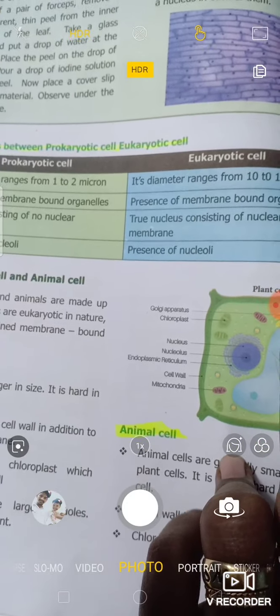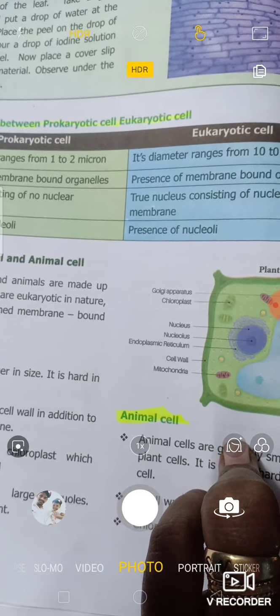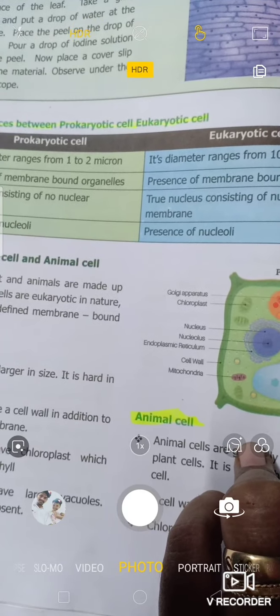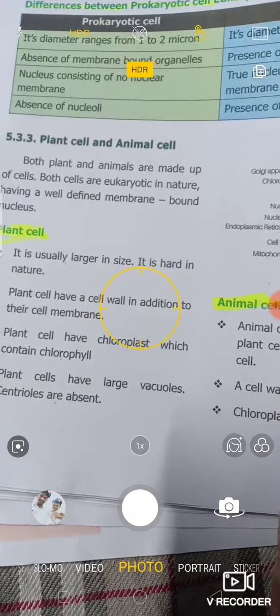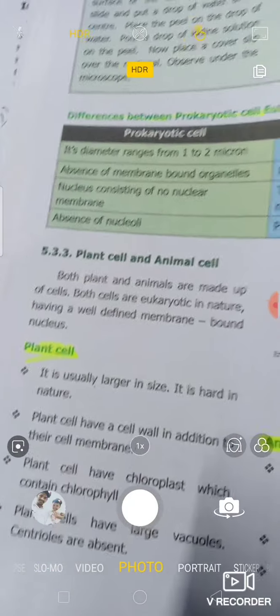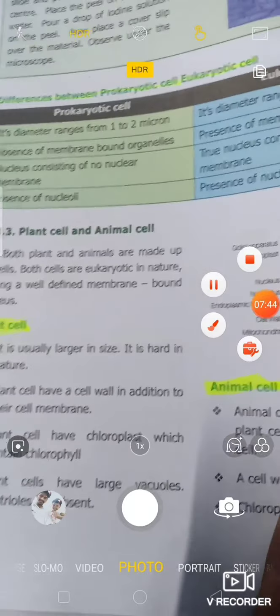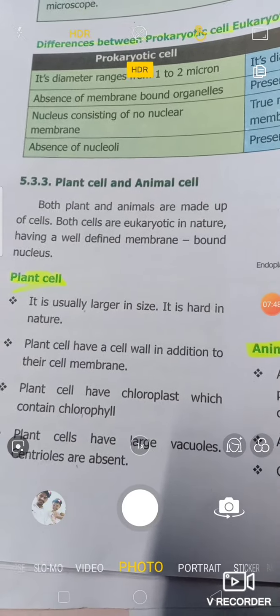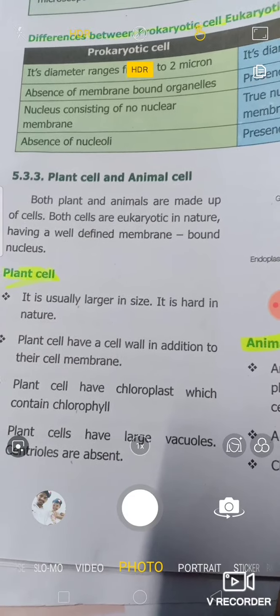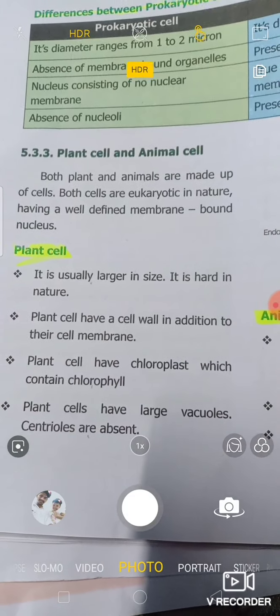They have given the difference between prokaryotic cell and eukaryotic cell in your table. It is a very important table. You must learn it thoroughly. Next, we shall see about plant cell and animal cell. Both plants and animals are made up of cells. Both cells are eukaryotic in nature, having a well-defined membrane-bound nucleus.